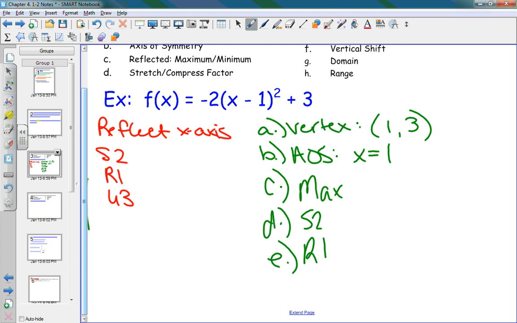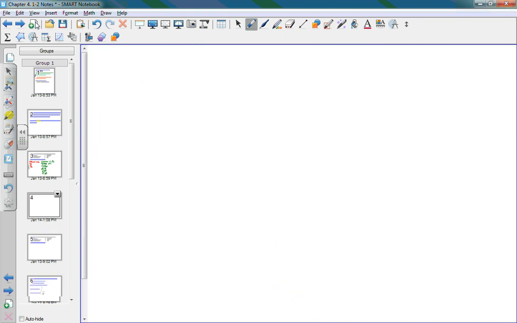Right 1. What's my vertical shift? Up 3. Up 3. Now, let's stop there because now we need to do domain and range. So I'm going to add another slide here.